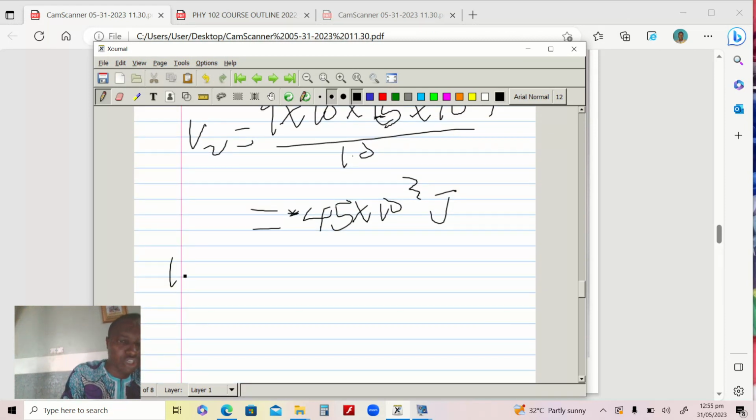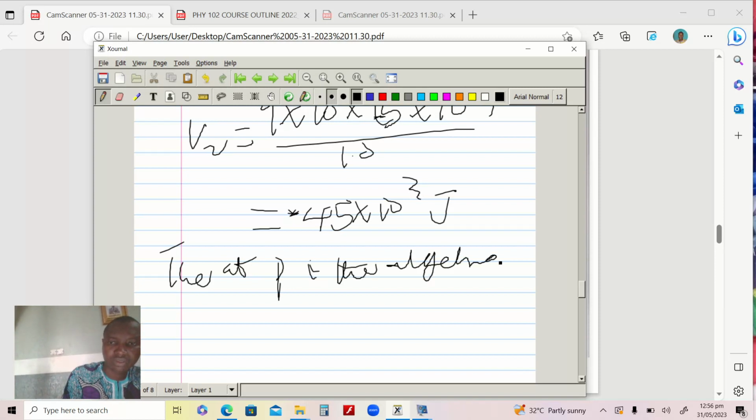Potential at P is the algebraic sum of V1 and V2. So we have the two potentials together.